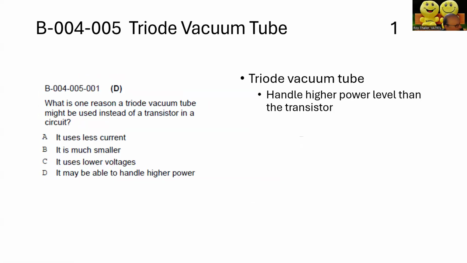Now we get into vacuum tubes and we talk about the triode vacuum tube, which is one reason a triode vacuum tube might be used instead of a transistor in a circuit. Generally, a vacuum tube may be able to handle higher power. So D is the correct answer.